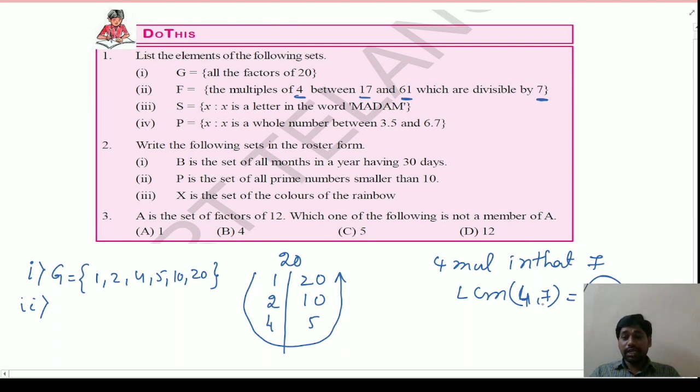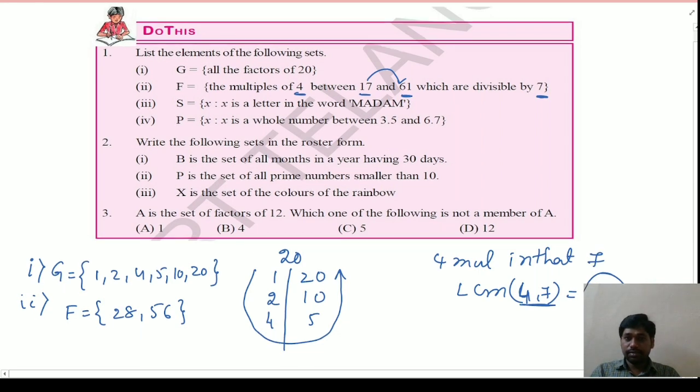So which are divisible by 4 and 7, in between these two we have to see. So F is the set: 28 is one element. Another one, double of 28 is 56. So these are the two elements which are present between 17 and 61.